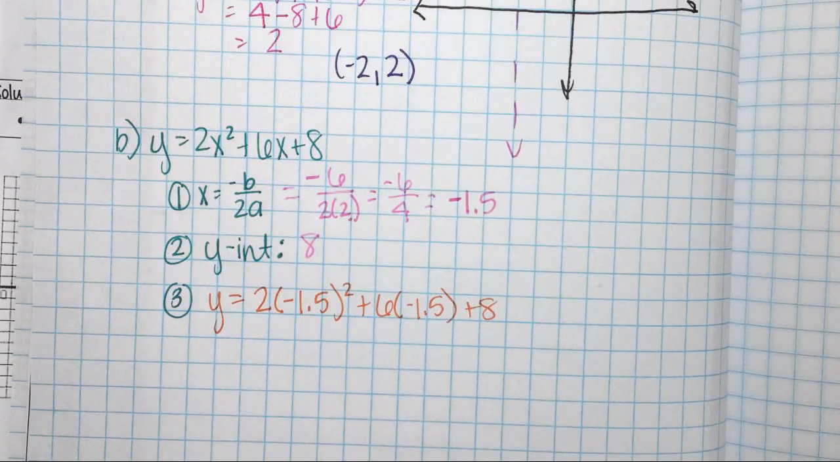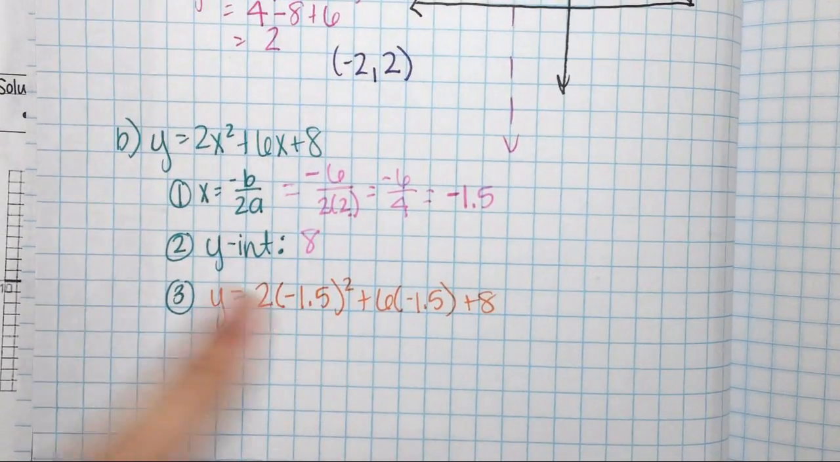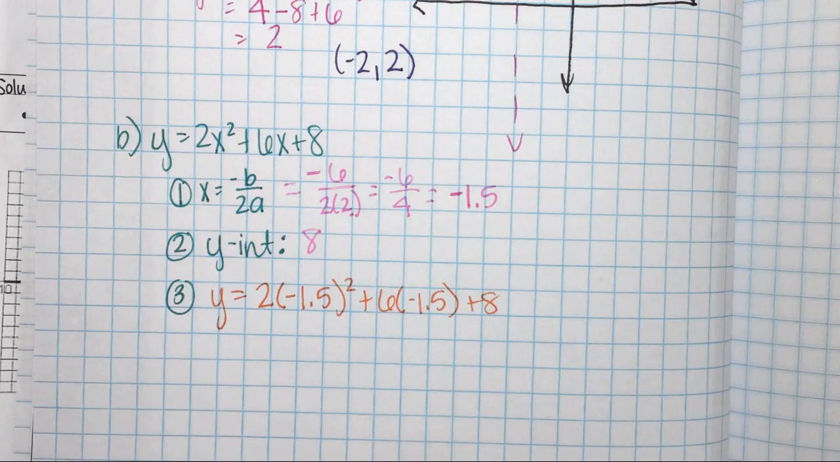You should be squaring and multiplying, not just staring at me. Let's go. And remember, put negative 1.5 in parentheses when you square it.